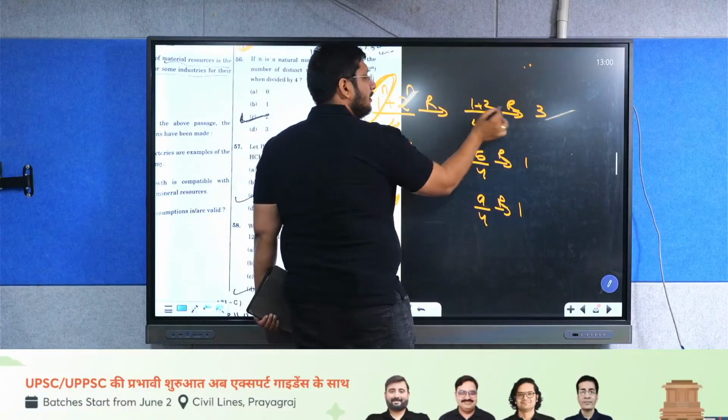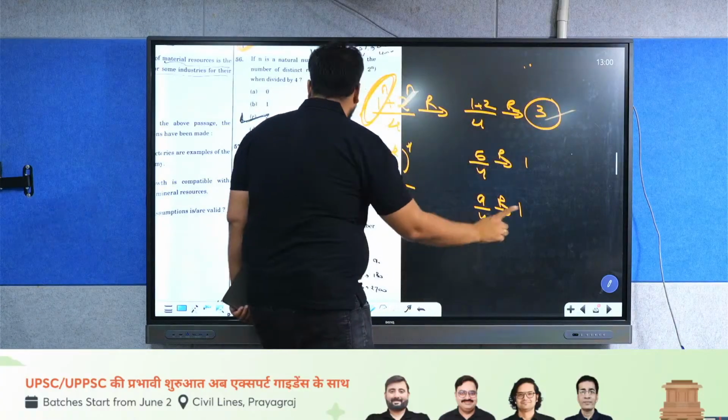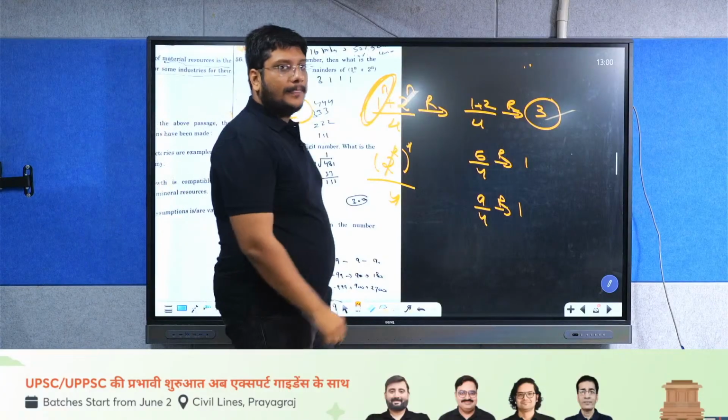Only in the situation when n is 1, this will give me the remainder 3. So the correct answer is 1 and 3, that is 2 possible remainders, option C. Tick.